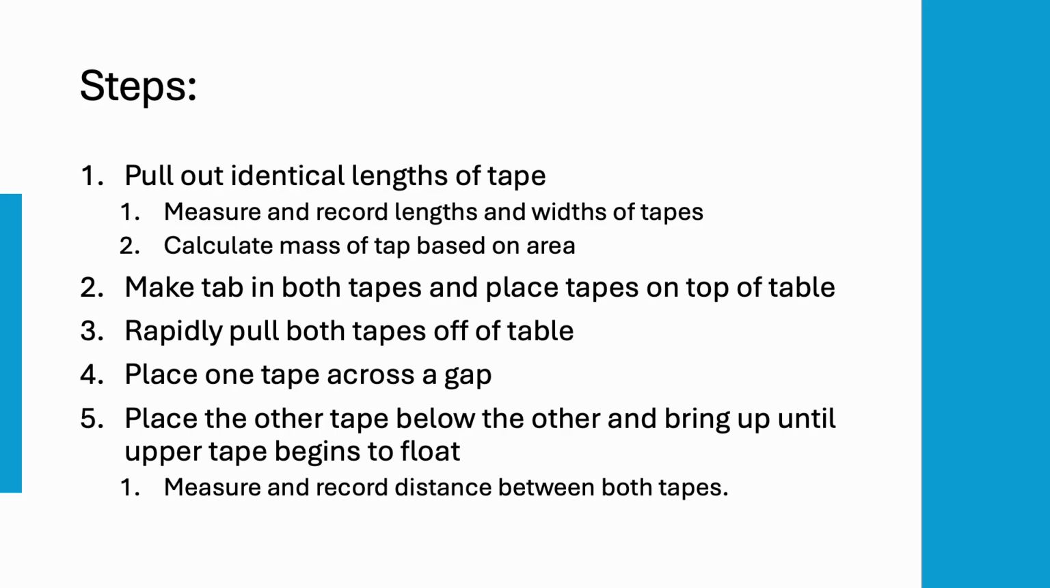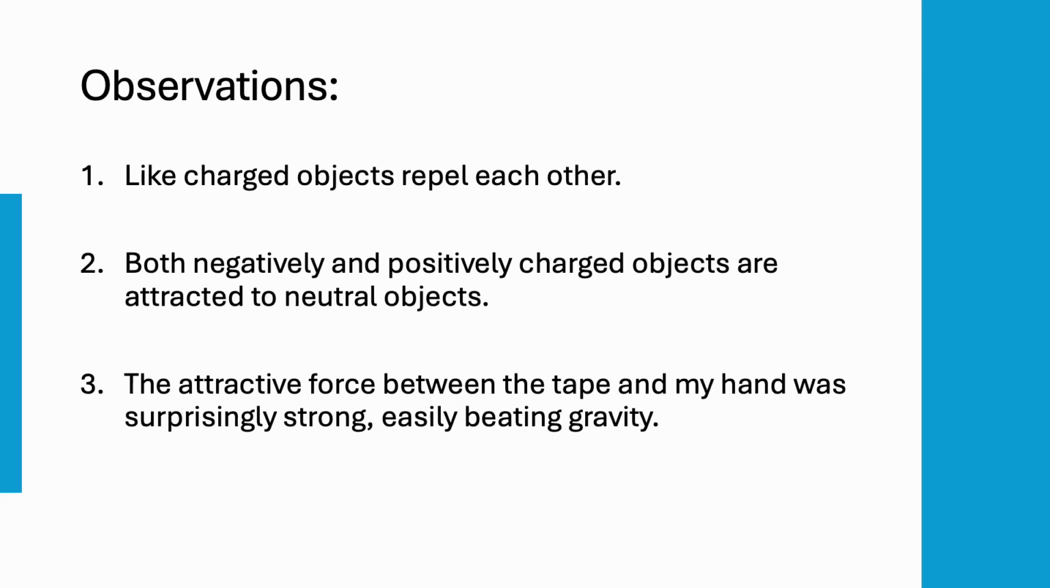Place one tape across a gap, I use textbooks, and place the other tape below the other one to bring it up until it begins to float, and then measure and record the distance between both tapes. Some observations I had were that like charges repel each other. Both negatively and positively charged objects are attracted to neutral objects, and that the attractive force between the tape and my hand was surprisingly strong, easily beating gravity.